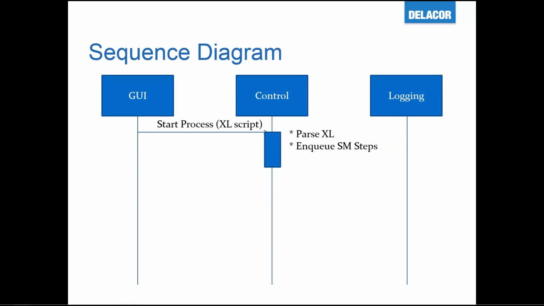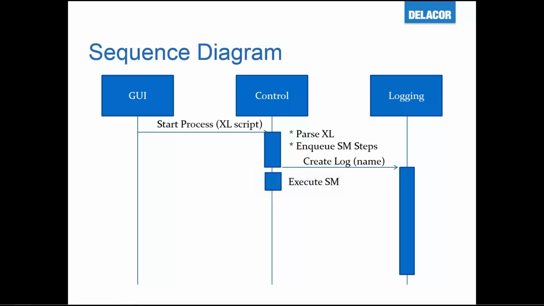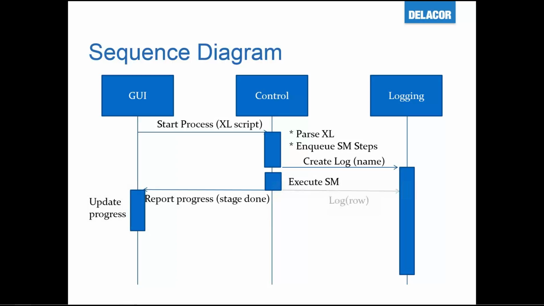So the sequence diagram is another UML diagram, and what we're showing here is the GUI is sending the event to the control to start the process, and it sends as an argument which Excel script to use. The control module then parses the Excel spreadsheet and queues the state machine steps, tells the login module to create the log, and sends the name as an argument, and then it starts executing the state machine. Every time it executes the state machine, it reports the progress with the name of which stage has been done. The user interface updates the progress, and at the end of each execution, we log the row.